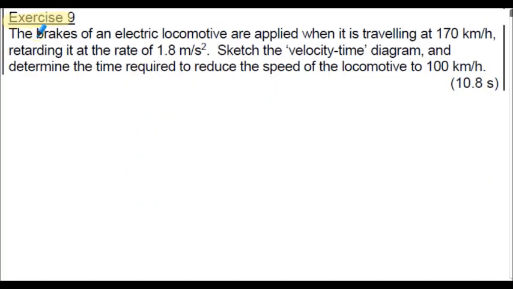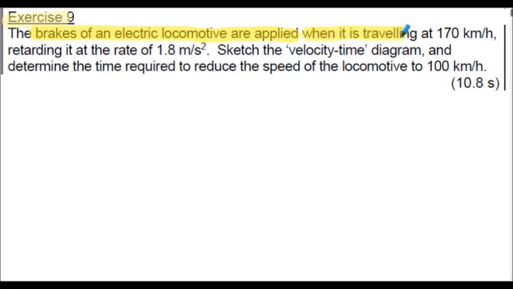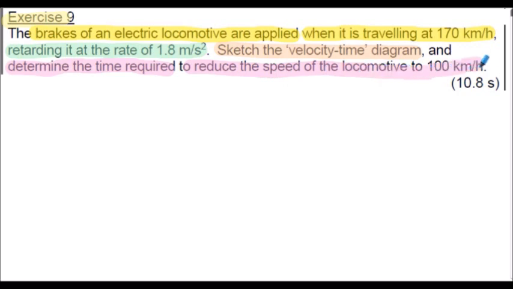Exercise 9. The brakes of an electric locomotive are applied when travelling at 170 kilometers per hour. The brakes retard the locomotive at a rate of 1.8 meters per second squared. We're asked to sketch the velocity time diagram and determine the time required to reduce the speed of the locomotive to 100 kilometers per hour. Answer stated in the bracket here. Again, I'd encourage you to start the presentation and attempt exercise 9, but a full worked solution is shown on the following slides.